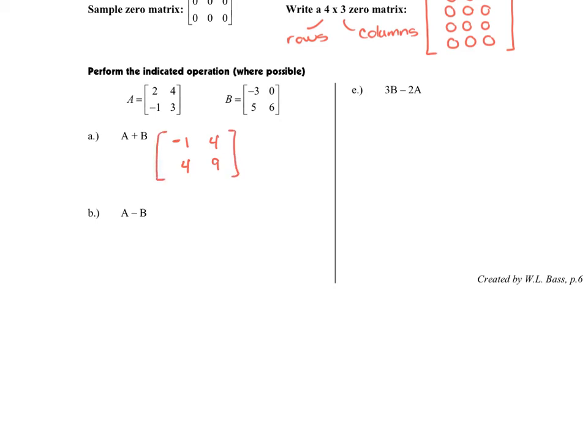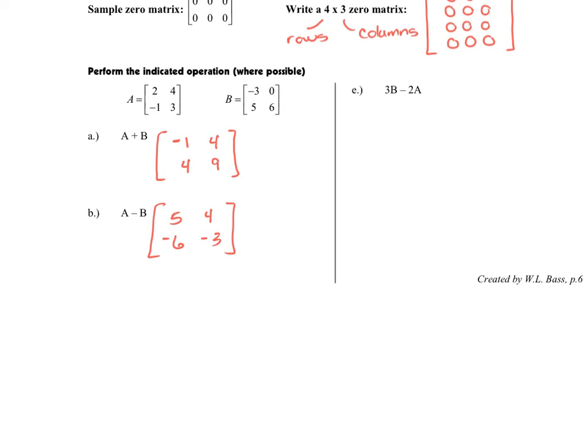If I wanted to subtract, same idea. I'm just going to subtract each of the components. So I could do 2 minus -3, and that's going to give me a 5. 4 minus 0 is still 4. Negative 1 minus 5 is a negative 6. And 3 minus 6 is a negative 3.